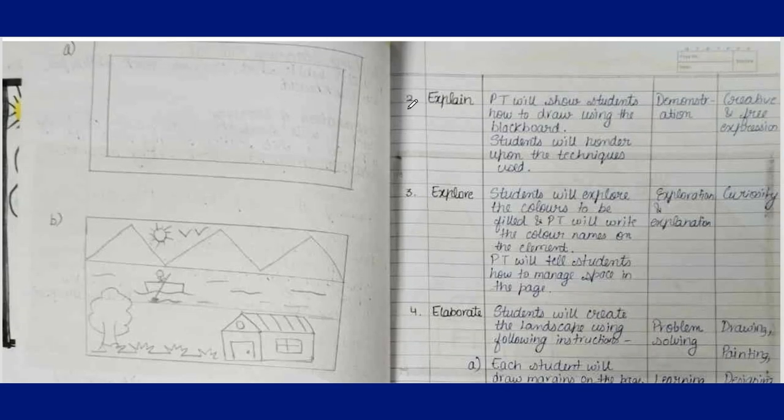Next step is explain. PT or the pupil teacher will show students how to draw using the blackboard. Students will ponder upon the techniques used. Demonstration and skill is creative and free expression.